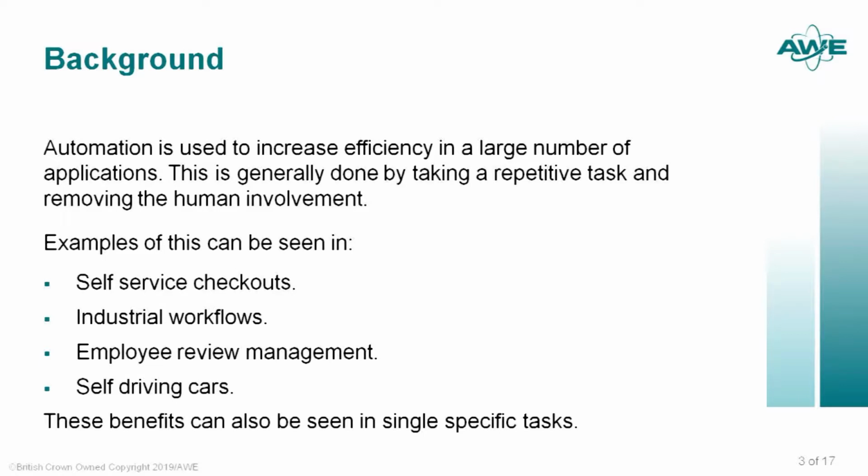So, as people probably know, automation is generally used to increase the efficiency of doing something. This can be used in lots of different applications. You can quite often do this by taking a repetitive or tedious task and making a computer do that instead, removing the human involvement in that.